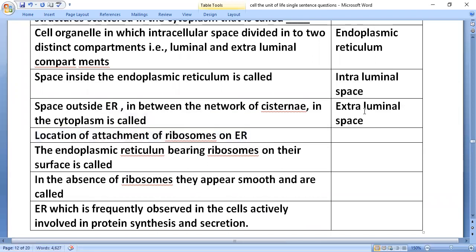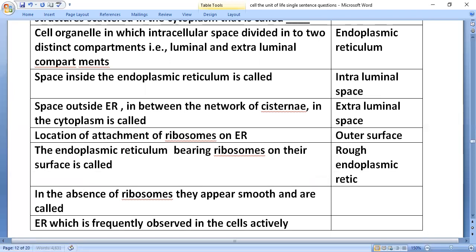Ribosomes are attached on the outer surface of the ER. Endoplasmic reticulum bearing ribosomes on its surface is called rough endoplasmic reticulum. In the absence of ribosomes, the endoplasmic reticulum appears smooth, and such endoplasmic reticulum is said to be smooth endoplasmic reticulum.